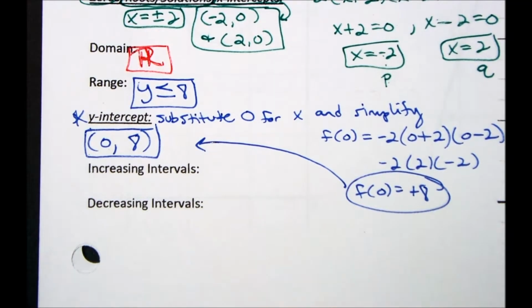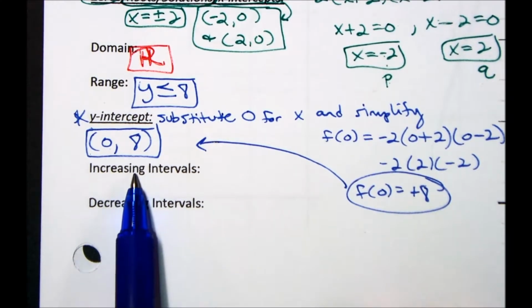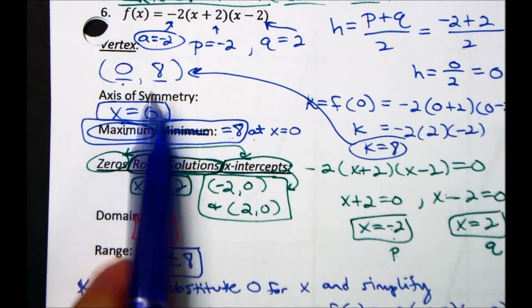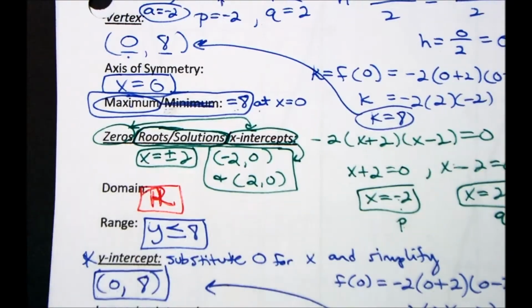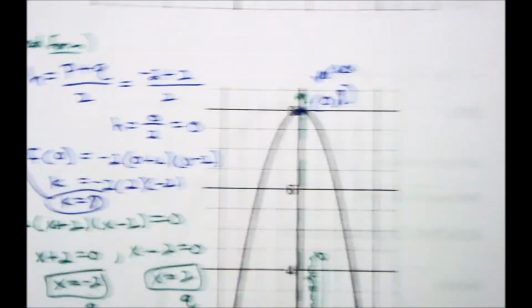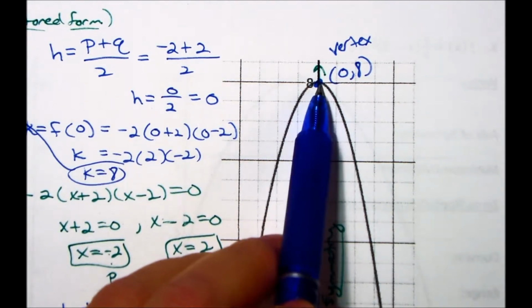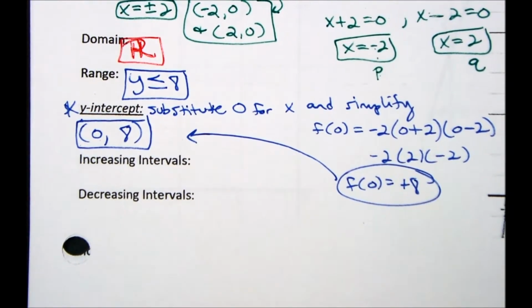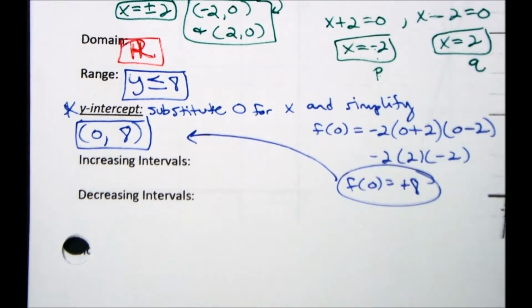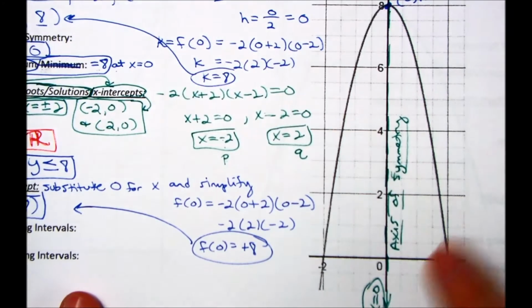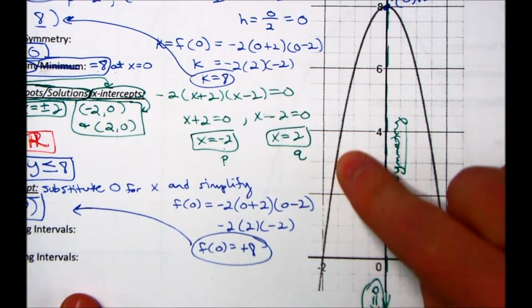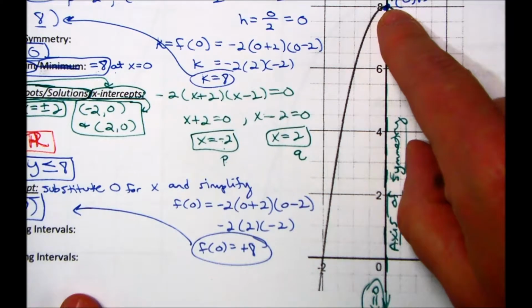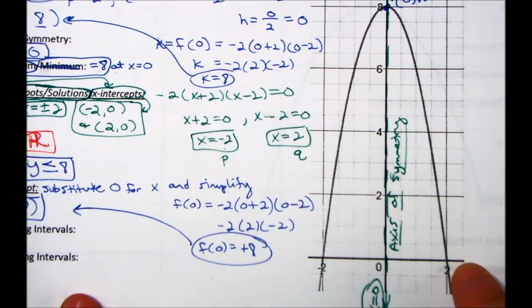All right, so every once in a while, the y-intercept and the vertex happen to be the same point. That only happens when the vertex is actually on the y-axis. That doesn't always happen. All right, so increasing intervals. Since our parabola is opening down, from left to right, the y values are increasing. Then after the vertex, it's decreasing.